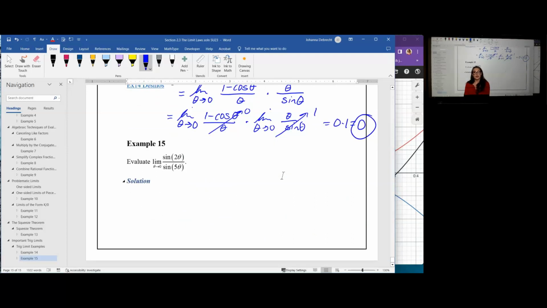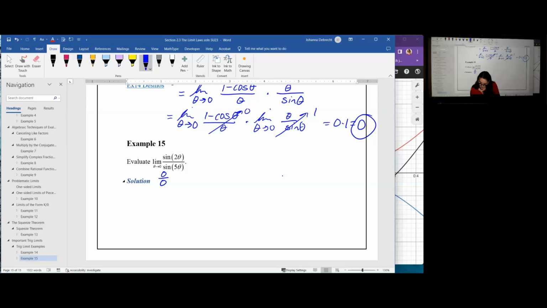We have one more example to work, which is this one here. I'm going to get you started, and then I want you to pause the video and work out the example on your own. To get started on this one, we again substitute the value of theta, which gives us sine of 0 over sine of 0, which is 0 over 0. I always want to see the 0 over 0 to know for sure that you understand it's an indeterminate form. Be sure you write that down.